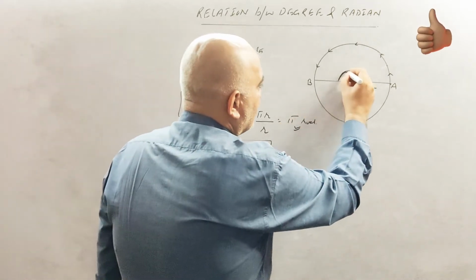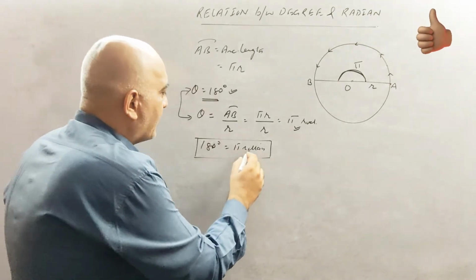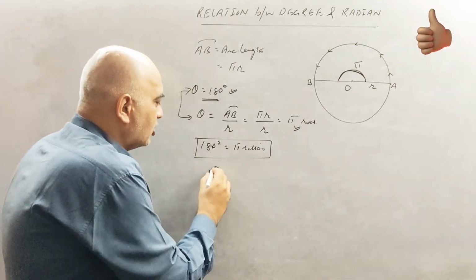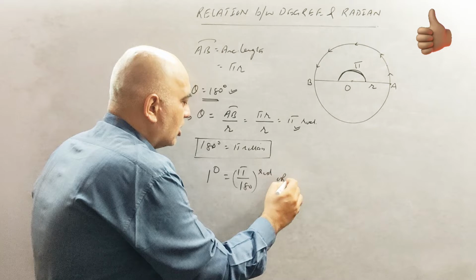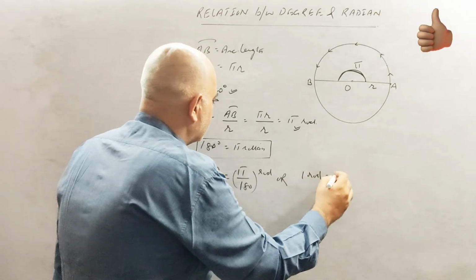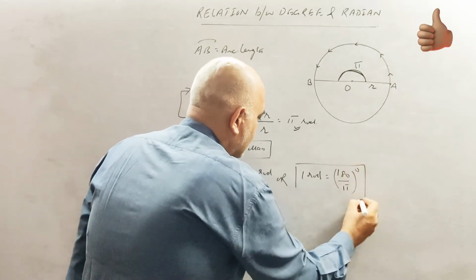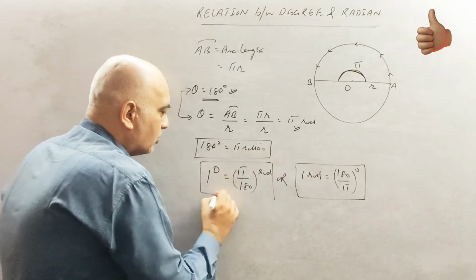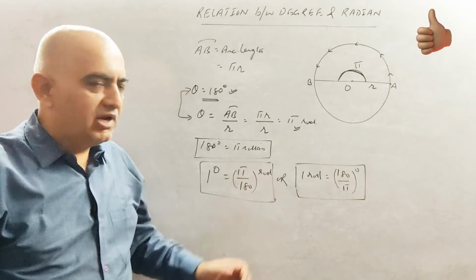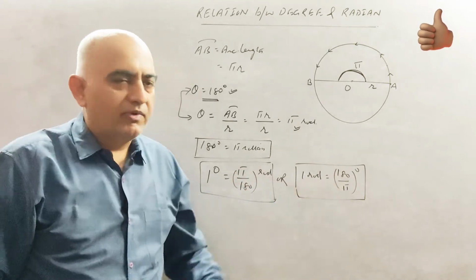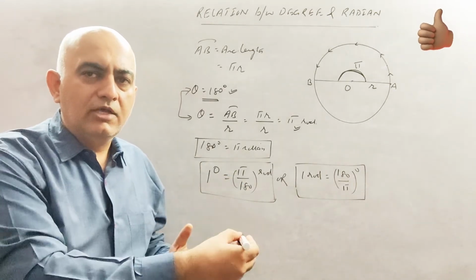This angle is of 180 degree, and this is also treated as pi. So we can say pi radian is equal to 180 degree, or 1 degree is equal to pi upon 180 radians, or 1 radian is equal to 180 upon pi degree. So basically there are two ways to learn the relation between degree and radian: 1 degree is equal to pi upon 180 radians, and 1 radian is equal to 180 upon pi degree. By using this relation, we can convert one into the other and vice versa.